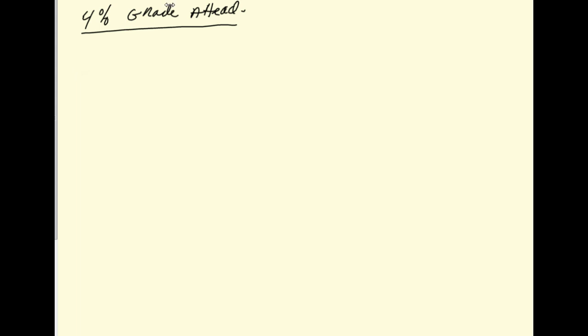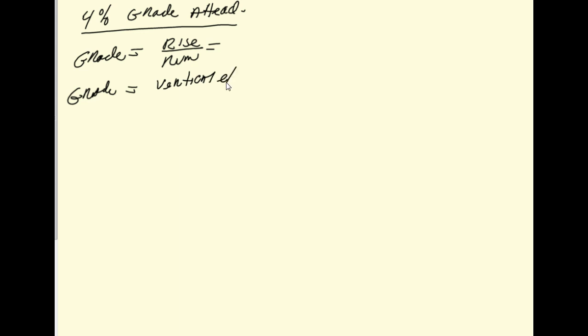This means rise over run. So we have grade is equal to rise over run. And that's equal to vertical elevation over horizontal. Right. Okay. And that's going to be equal to 4/100, or 4 feet over 100 feet.